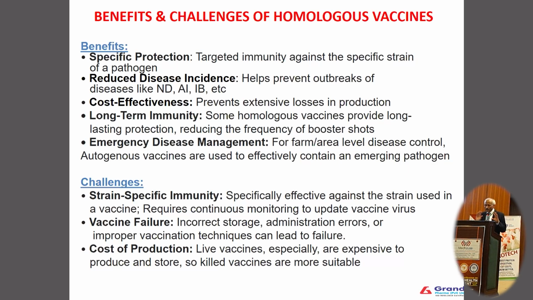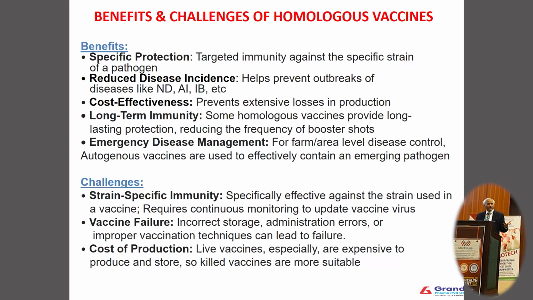Another interesting thing is cost effectiveness. This is a point more for the vaccine producer, for production purposes. It is cost effective to manufacture such a vaccine. Then the long-term immunity concept: once it's homologous and a booster is given to the birds, you can maintain the titer for a longer period, because every time you give a booster of the same intensity and same structural components, you will have better prolonged immunity.